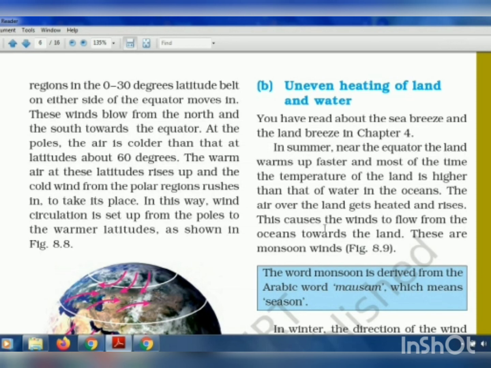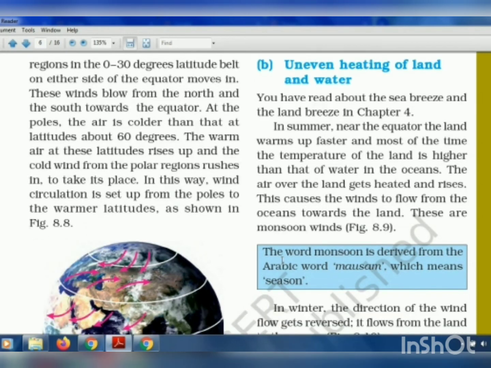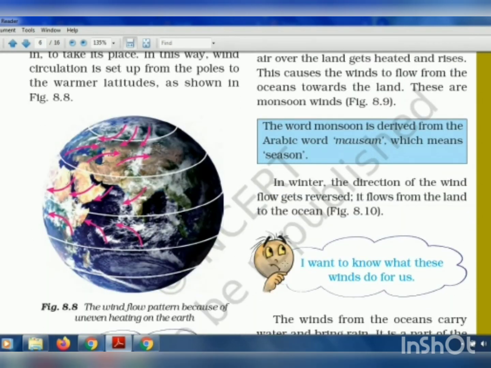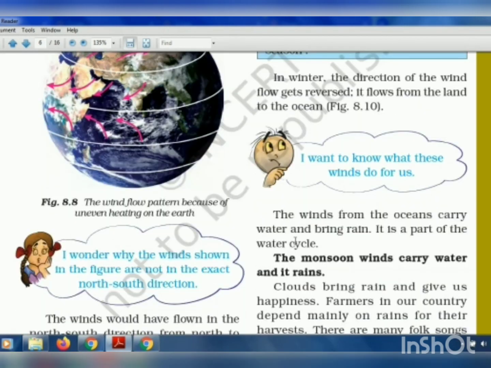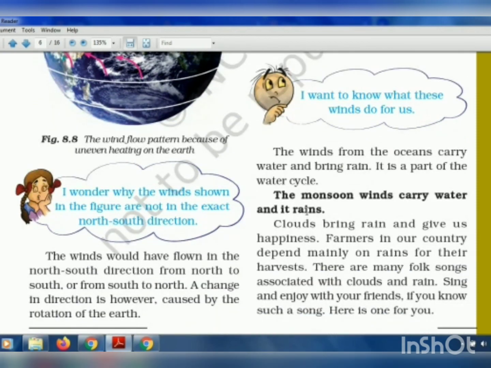The flow of this causes the winds to flow from the oceans towards the land, and the winds which move from the oceans to the land are called monsoon winds. Why? Because they also carry some amount of water vapor in them, and they are responsible for causing rains in different places. So the winds from the oceans carry water and bring rain, and these monsoon winds are also a part of the water cycle. So the monsoon winds carry water and it rains.